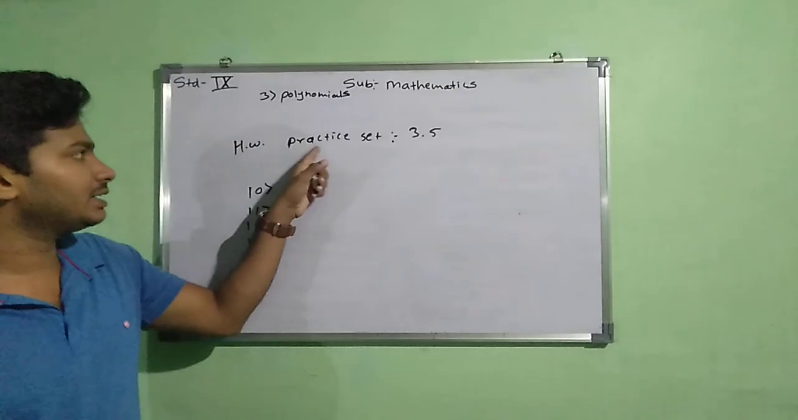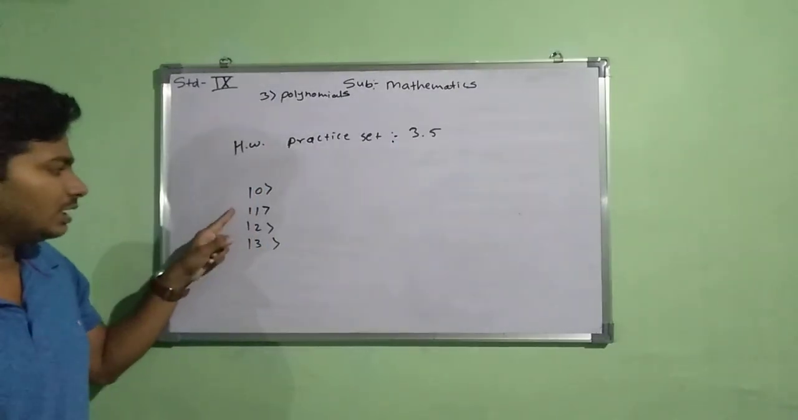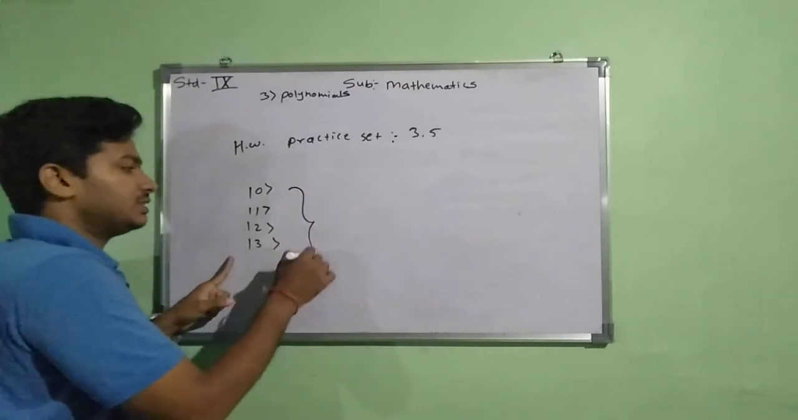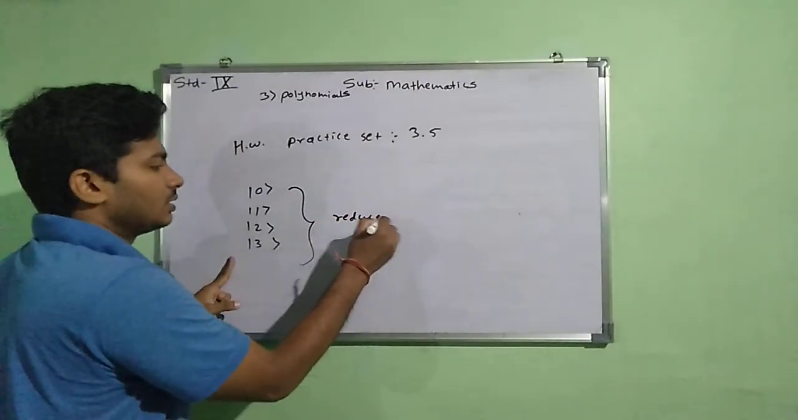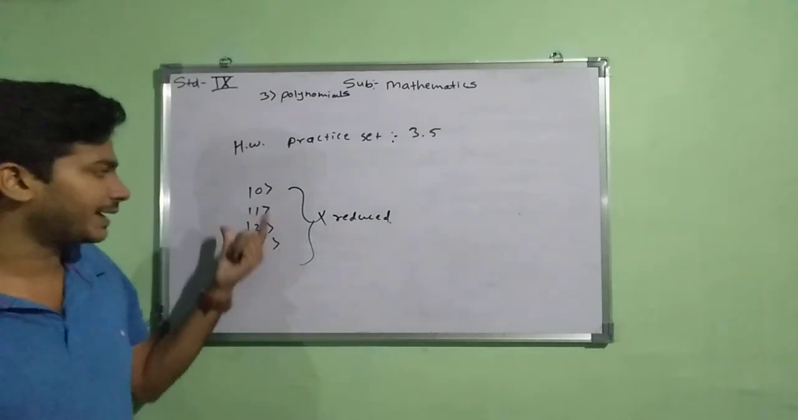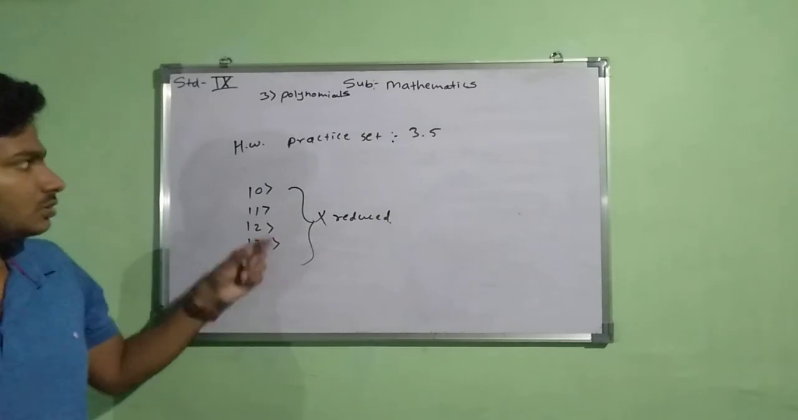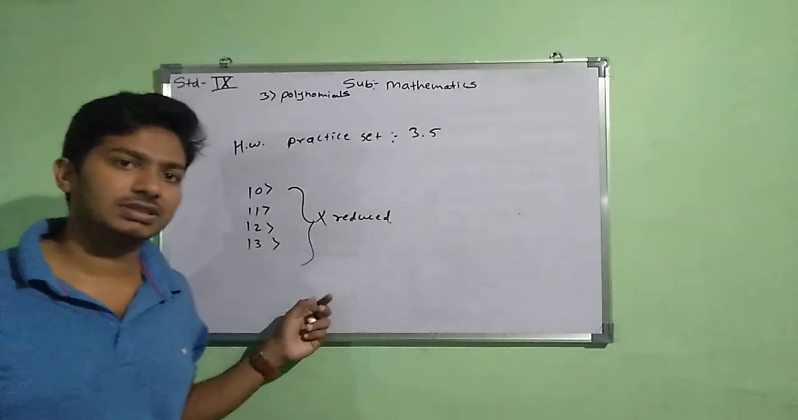So practice set 3.5 is your homework, and in that practice set, questions number 10, 11, 12 and 13, those 4 questions are reduced from your syllabus. That means they will not come in your exam, but you can solve them for practice. So that's it, that will be your homework. I will send the questions in your group. Thank you.